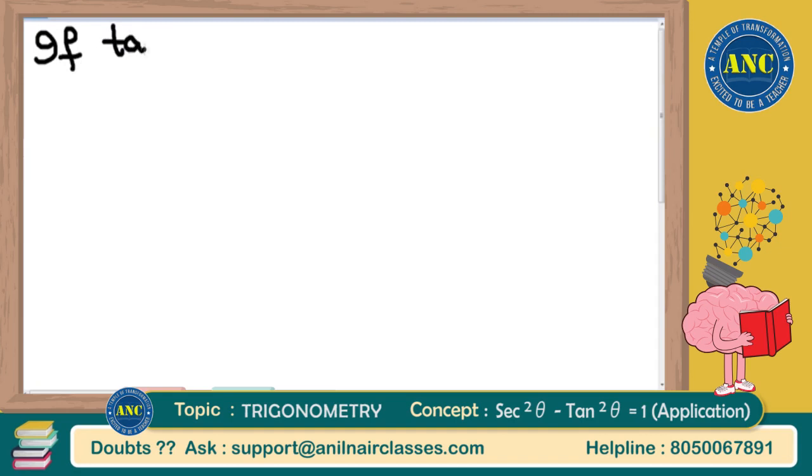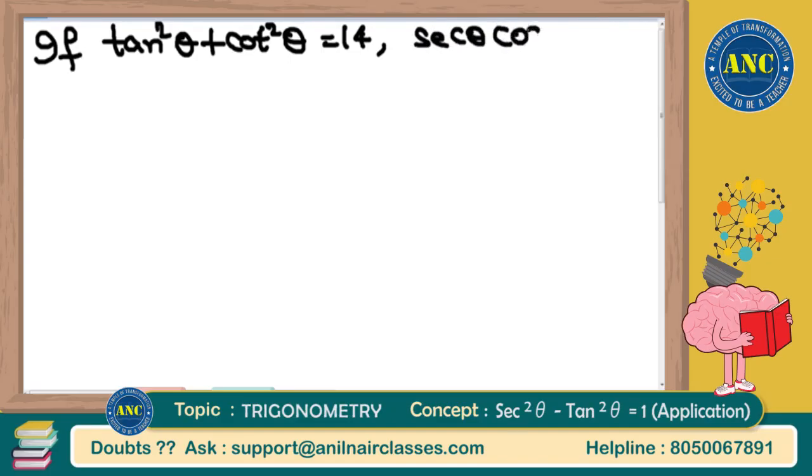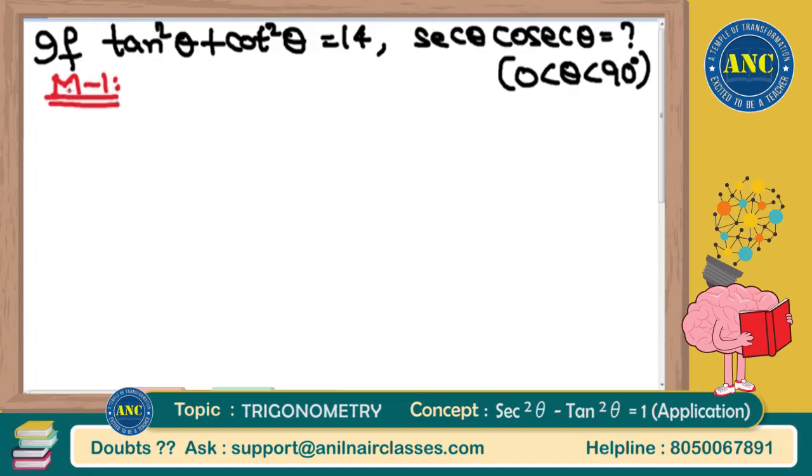If tan square theta plus cot square theta is equal to 14, find the value of secant theta into cosecant theta, provided that theta lies between 0 to 90 degrees. Now see here, again two methodologies. Whichever method you are satisfied with or interested in, you can solve by that method.